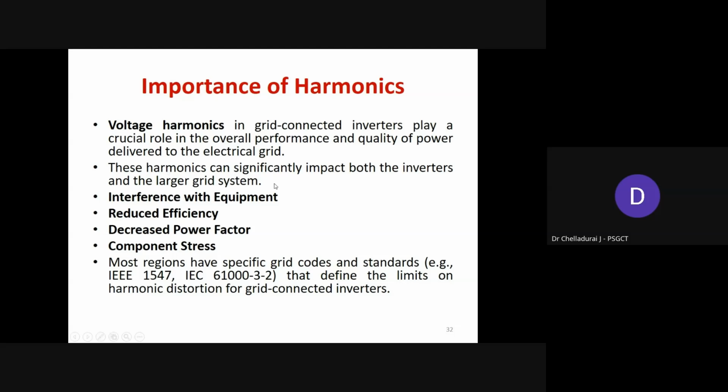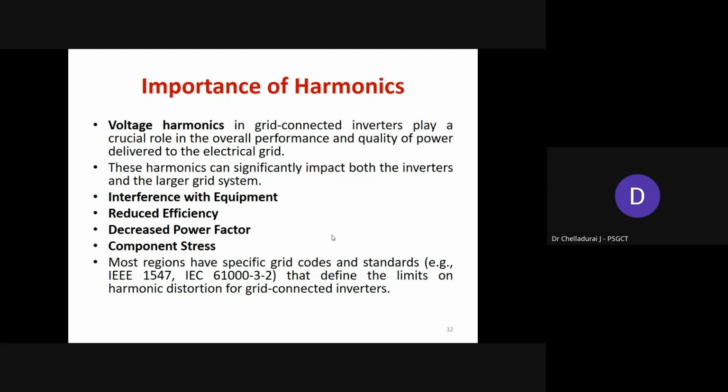Then these harmonics can significantly impact both inverters and the larger grid system. How it will affect the inverter means the actual inverter switching losses will change. We'll discuss it in a detailed way while discussing the PWM techniques. Then there is interference with equipment, reduced efficiency, decreased power factor, and component stress. So all are very important drawbacks of these harmonics.